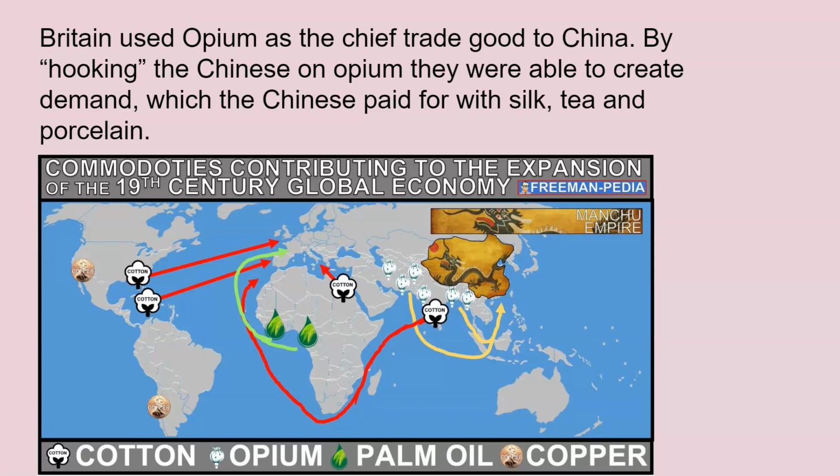Going back to China, and this we'll get into a little bit more when we get into the imperialism time, but this was kind of how the British pried open the China trade. And they did it by using opium.